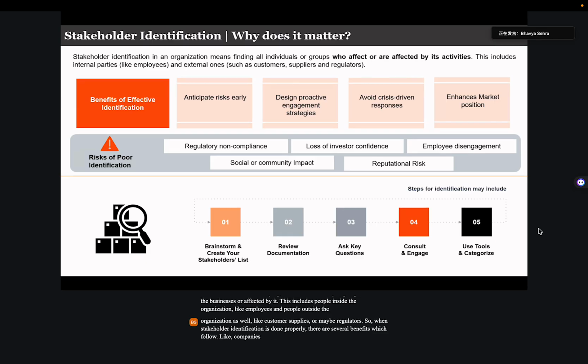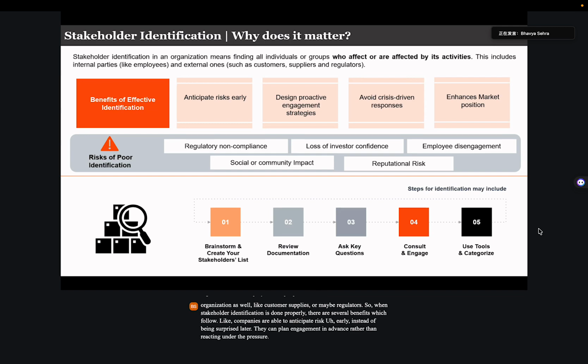So, when stakeholder identification is done properly, there are several benefits which follow. Companies are able to anticipate risk early instead of being surprised later. They can plan engagement in advance rather than reacting under pressure. This also helps to avoid crisis driven responses and strengthen the company's position in the market.